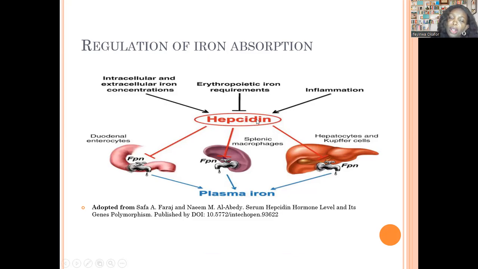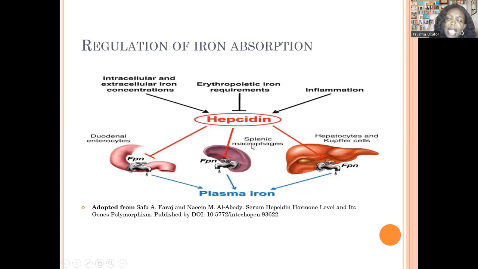And once hepcidin production increases, it acts on ferroportin, stopping the proximal duodenum from absorbing more iron from our diet. It also acts on the ferritin stored in the splenic macrophages. And this has to do with recycled iron, because most of the recycled iron gotten from catabolized erythrocytes is stored in the ferritin and hemosiderin in the macrophages of the spleen.